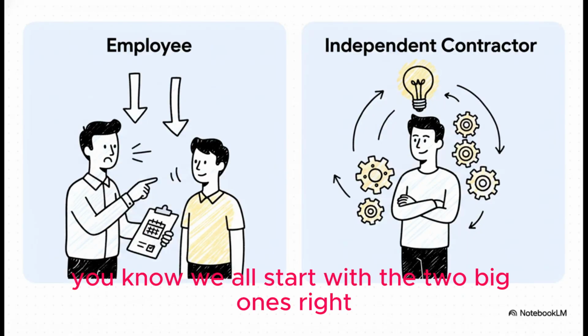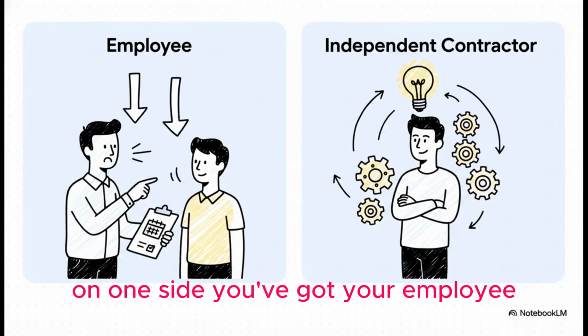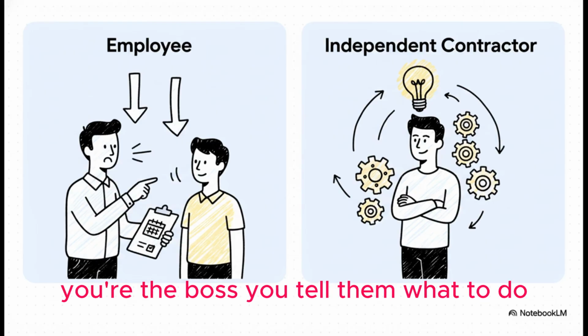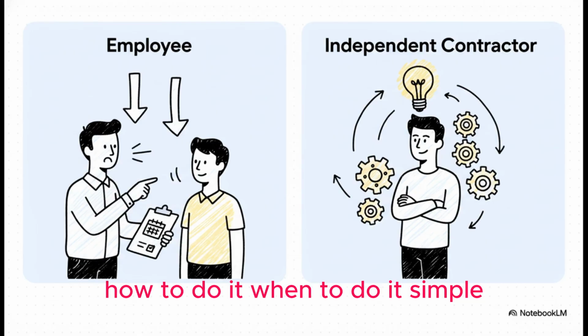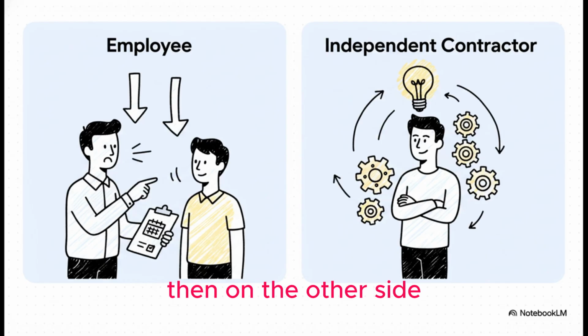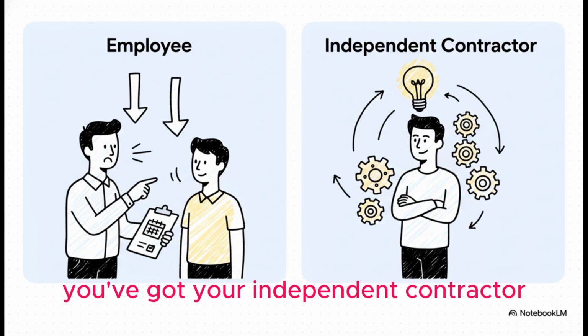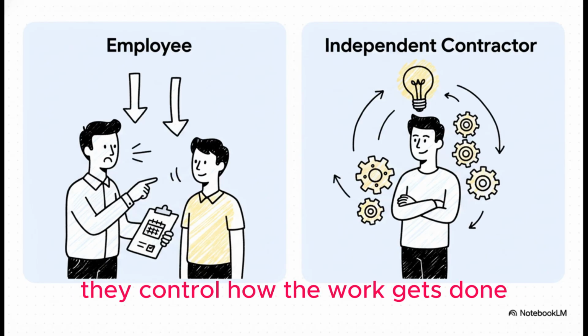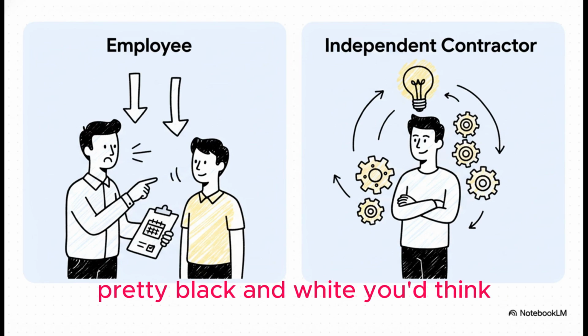You know, we all start with the two big ones, right? On one side, you've got your employee. You're the boss. You tell them what to do, how to do it, when to do it. Simple. Then, on the other side, you've got your independent contractor. They're their own boss. They control how the work gets done. Pretty black and white, you'd think.